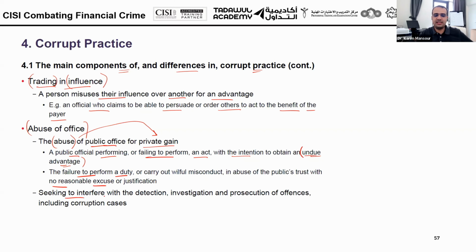Abuse of office can also be seeking to interfere with the detection, investigation, and prosecution of offenses. In the US, you hear this a lot, and they call it obstruction of justice. Even though you didn't commit the crime yourself, you are not the active briber, you are not the passive briber, but when the investigation was happening, you started putting obstacles in place so that the active and the passive bribers are not detected or caught. That's illegal.